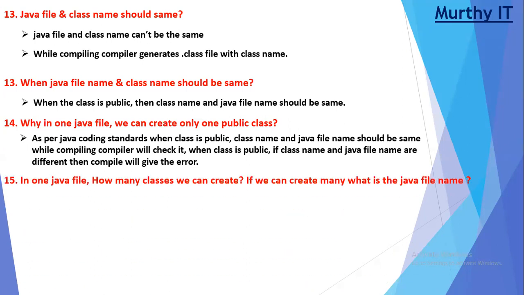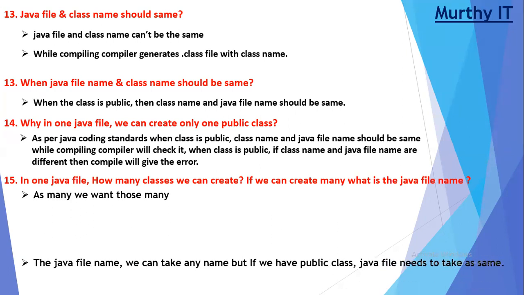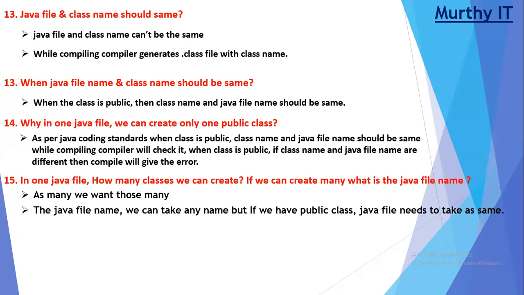In one Java file, how many classes can we create? If we create many, what Java file name do we need to take? In one Java file, we can create as many classes as we want. The Java file name can be any name, but if you have a public class, the Java file name we need to take is the same as that public class.